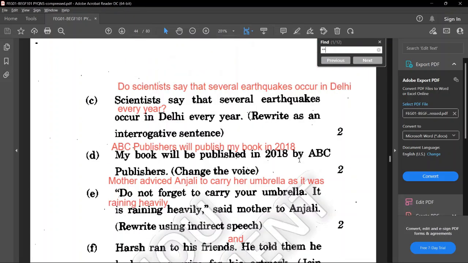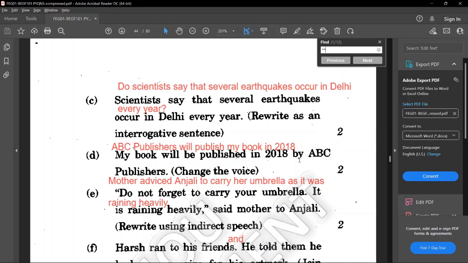Next. C. Scientists say that several earthquakes occur in Delhi every year. Rewrite as an interrogative sentence, which is a question sentence. So it will become: do scientists say that several earthquakes occur in Delhi every year? Question mark. Question mark is again really important in an interrogative sentence, guys.